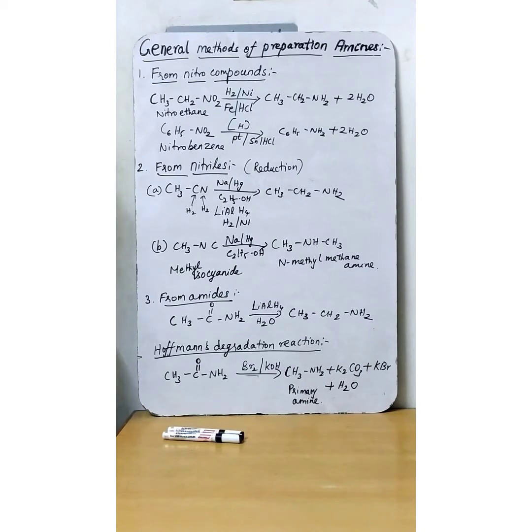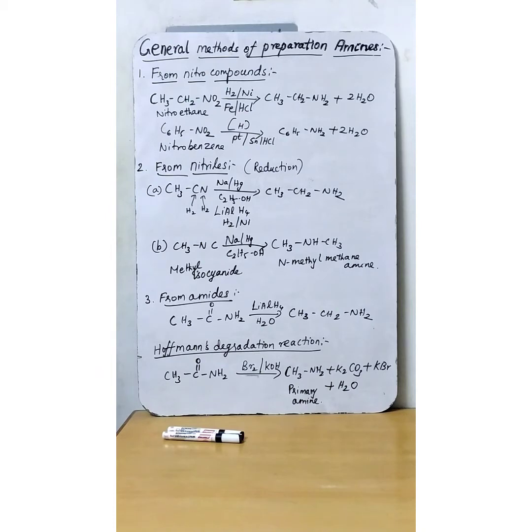Last class we discussed the classification of amines, nomenclature of amines and structure of amines. Now we are going to discuss methods of preparation of amines and properties of amines. First we are going to discuss general methods of preparation of amines. Many methods are there, and we are going to discuss both aliphatic amines and aromatic amines.